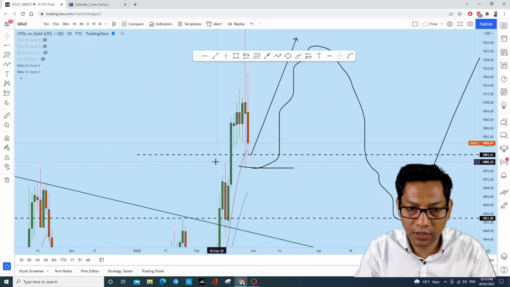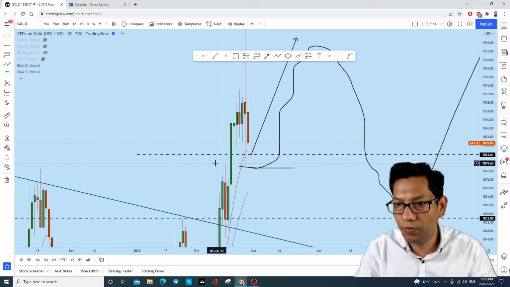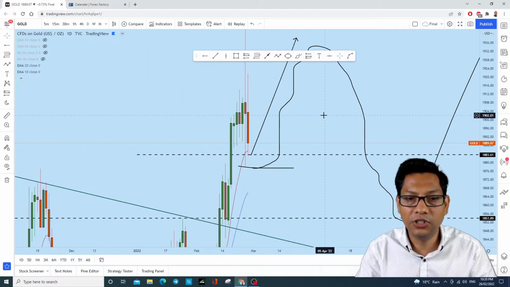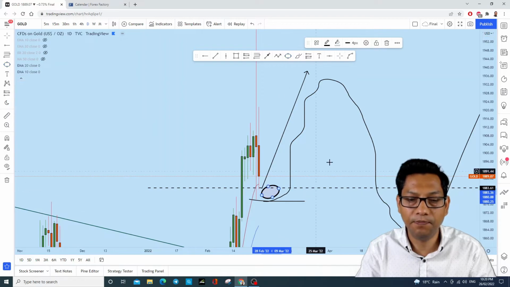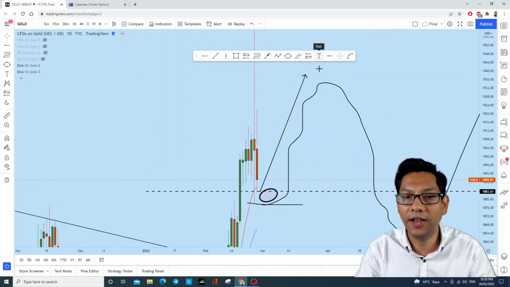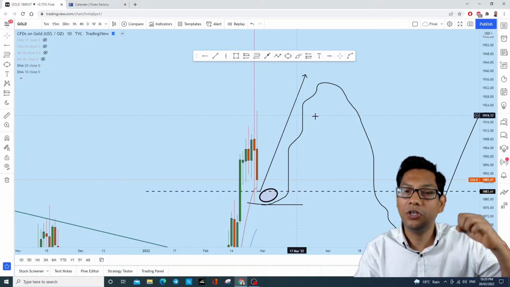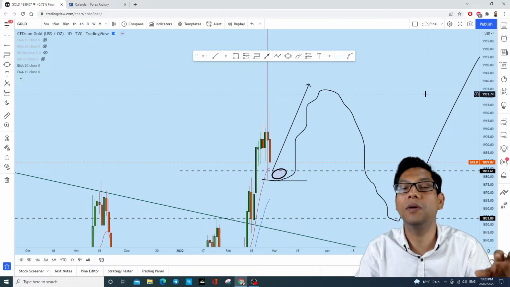This is a long red candle. From this zone, around 1879 or 1880, we will be waiting for a bullish setup. We'll buy gold from here, and as soon as the price reaches around 1920, we'll close our trade, and from there again we'll see how the price action is forming.